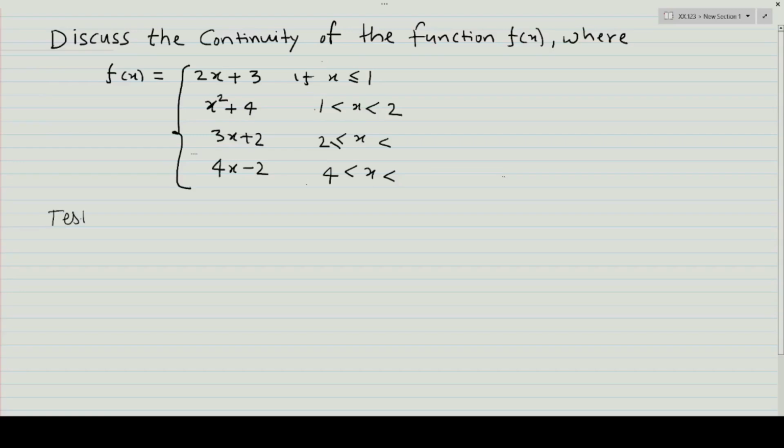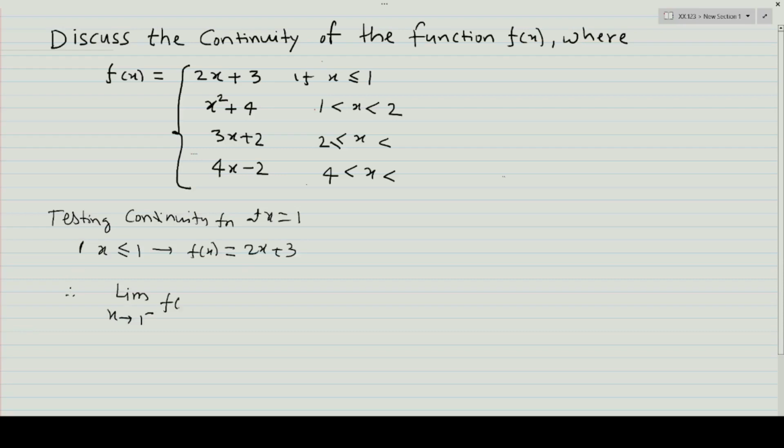Now testing the continuity of the function at x equals 1. For x less than or equal to 1, f(x) equals 2x plus 3. Therefore, the limit as x tends to 1 minus of f(x) equals the limit as x tends to 1 minus of 2x plus 3, equals 2 into 1 plus 3, equals 5.